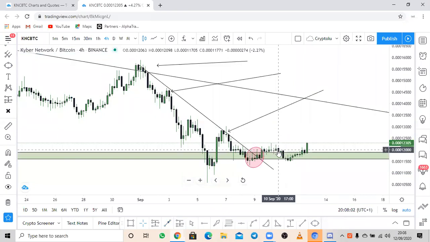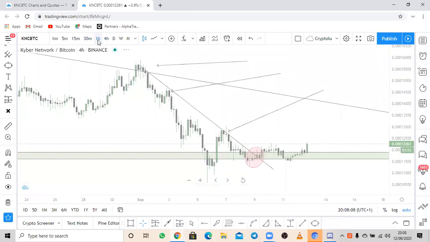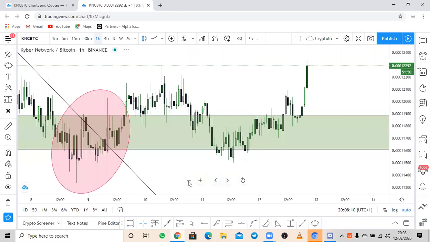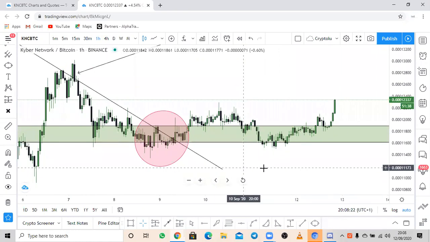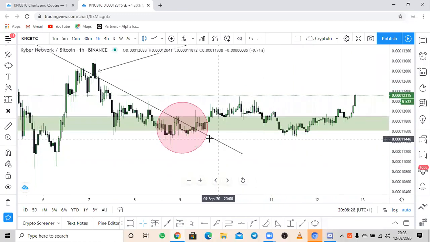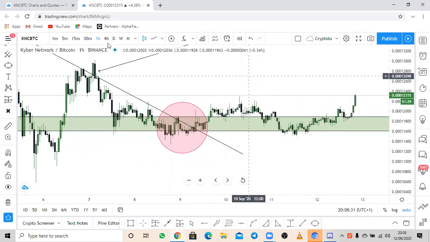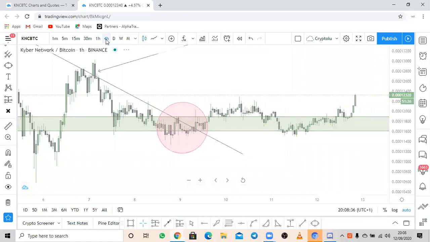Now let me go to the 1 hour. On the 1 hour, after the breakout, when we have a breakout, what we are expecting is a continuation. Even if we have a retest, what we're expecting is a continuation of the breakout.